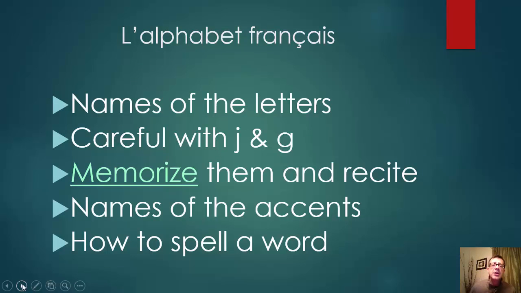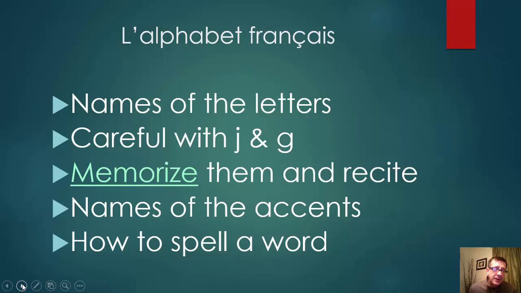All right, moving on, you also have in this chapter l'alphabet français, the names of the letters in French, right? It's the same letters, they just have different names, right? So a few things to be careful with, the names of those two letters right there, right? So the first one is what? In French, it's G. And the next one is J, right? So don't confuse those two.